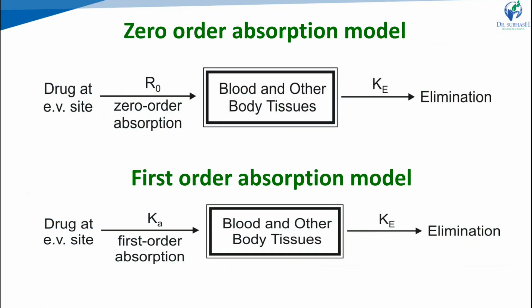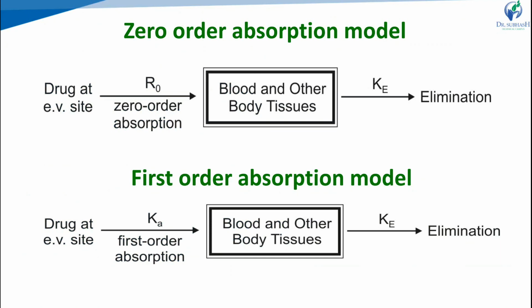So for the one compartment open model extravascular, there are two possibilities. They follow the zero order absorption model, similar to what we have to see in the constant rate IV infusion. Drug at the extravascular site reaches the blood or other body tissue, and at that time the absorption phase follows the zero order absorption process.